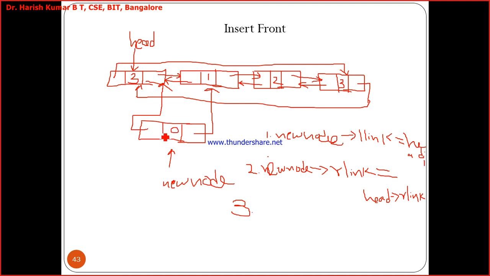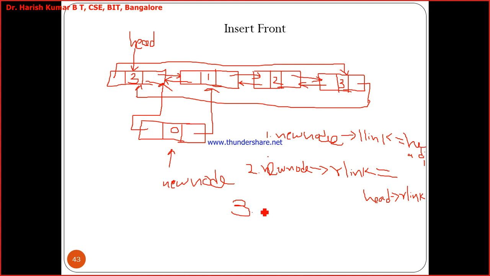That means from new node you can go to head. Similarly, since it is double way, from head also you should reach new node. How to reach new node from head? Here in the right link, this link you have to break. Now using the right link of head, you are reaching this node. Now you want to break this link. How to break this?